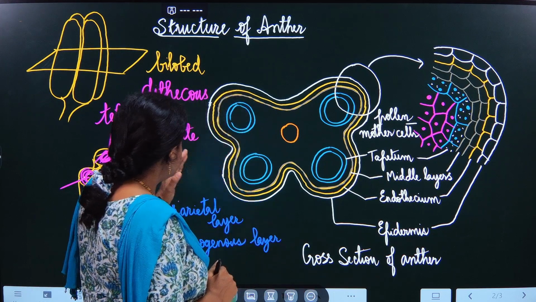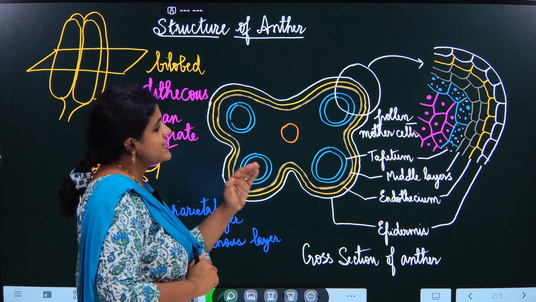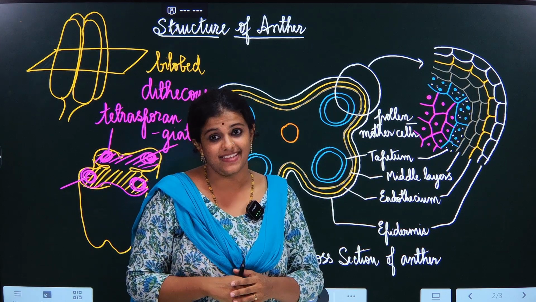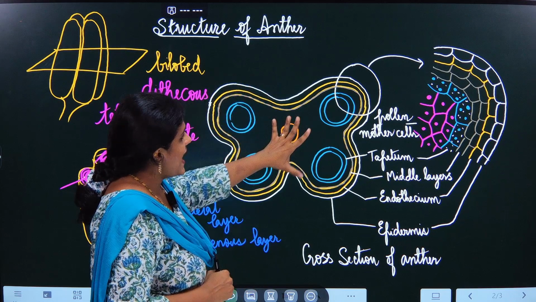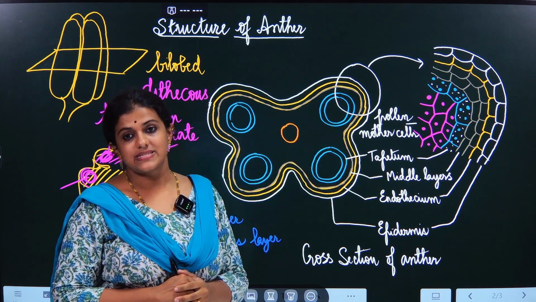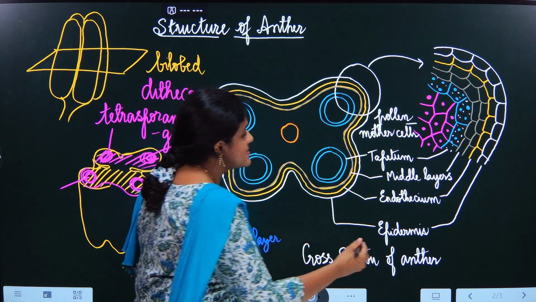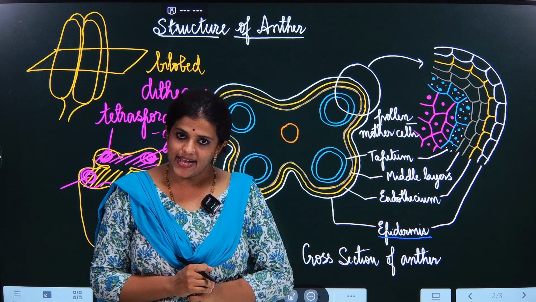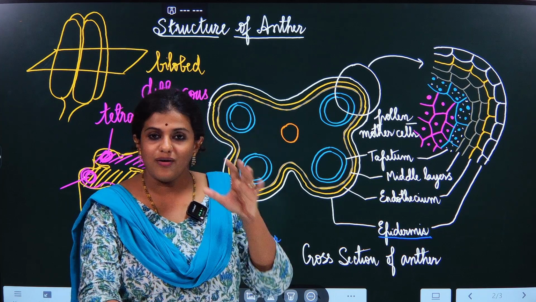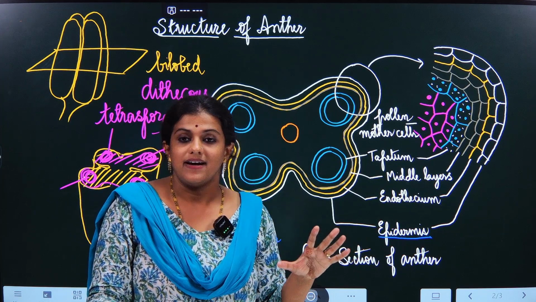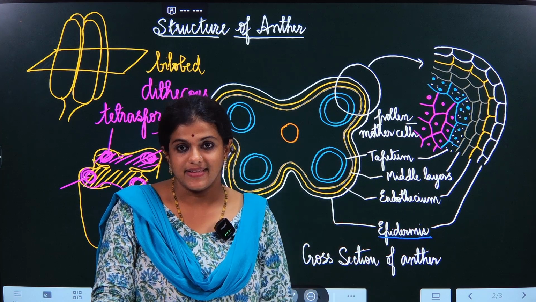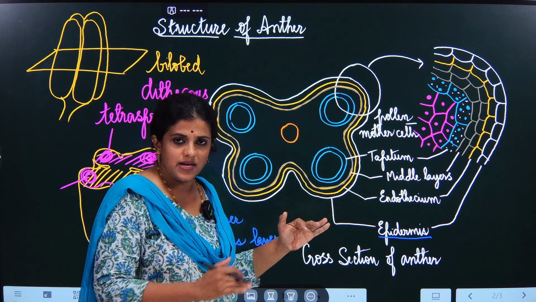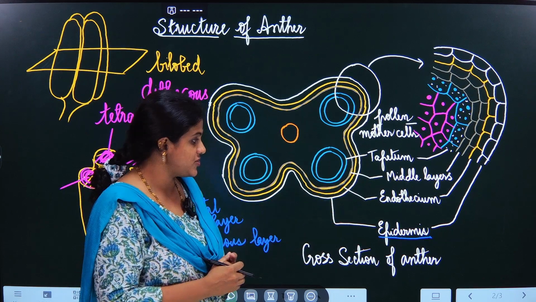Okay. Now, this parietal layer is divided into 4 layers again. So, if you see the anther, the outermost single layer is made up of epidermis. You might have studied the anatomy of plants. In all plant structures, the outermost layer is epidermis, and epidermis is of course meant for the overall protection.